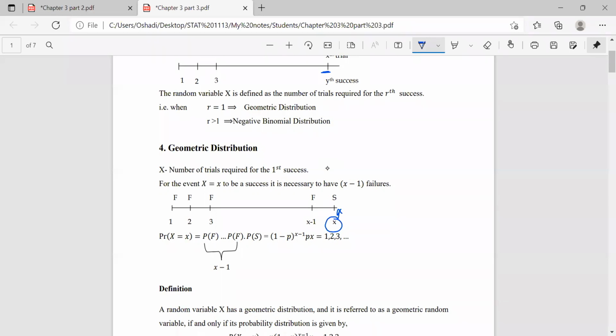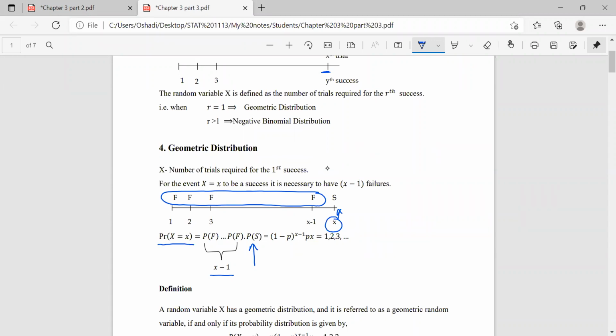So all the before trials are failures. So it took X number of trials to happen the first success. Is that clear? Any questions? So we can write the probability of the first success occurring in X trials. There should be X minus 1 failures and the last X-th trial is a success.